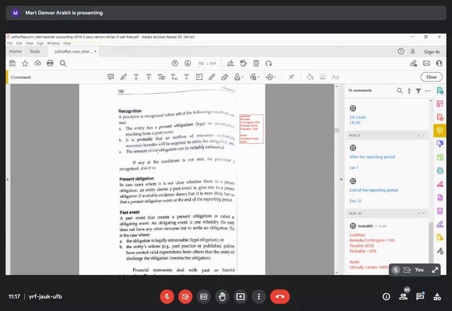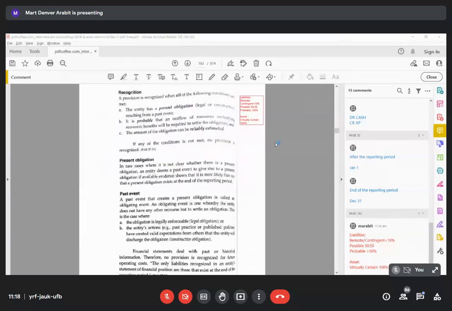Okay? So, in letter C, lastly, the amount of the obligation can be reliably estimated. So, if there is no reliable estimates regarding to the amount that the entity is expected to pay, then no recognition is required. Disclosure lang. Okay? Question regarding sa ating recognition conditions. Okay. So, if wala, then let's continue. Present. Oh, sorry. Question.